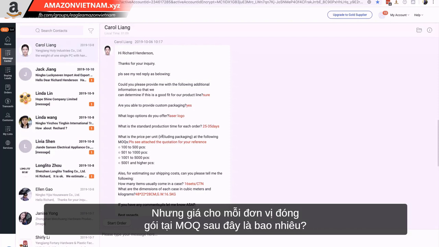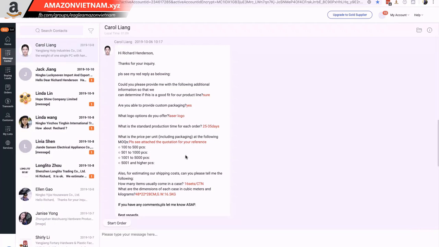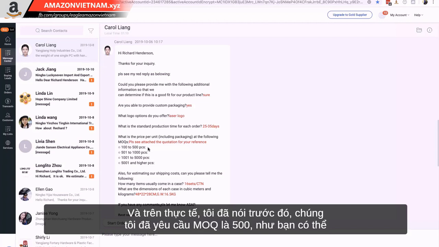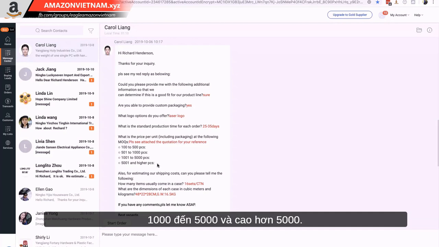But what is the price per unit, including packaging, at the following MOQs? So she says, "Please see attached the quotation for your reference." And she basically gives me exactly what I want to know. And in fact, earlier we asked for MOQs, and as you probably realized from the previous lesson, we asked for 1 to 500, 500 to 1,000, 1,000 to 5,000, and 5,000 and higher.